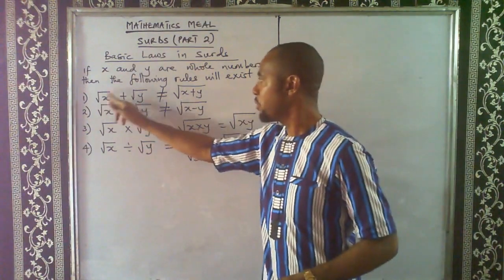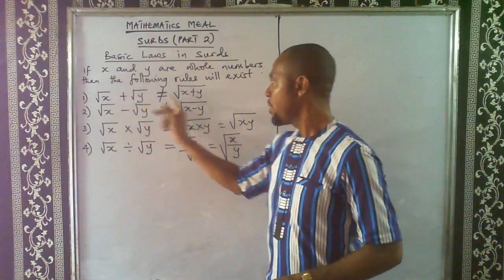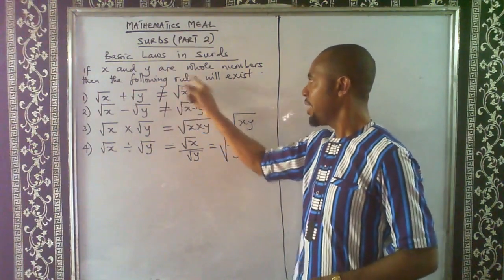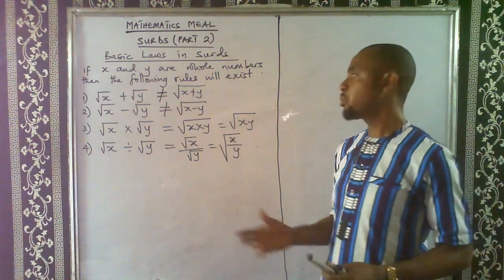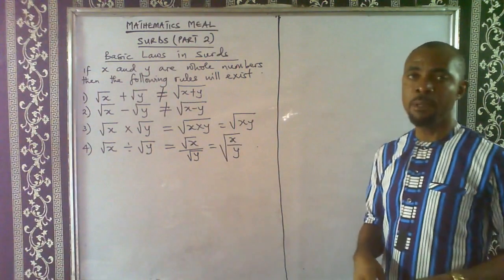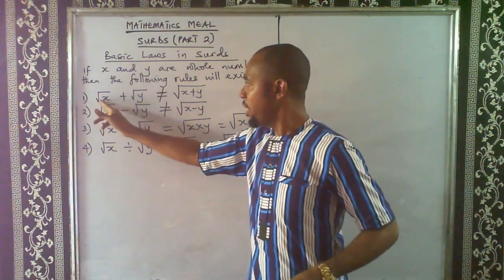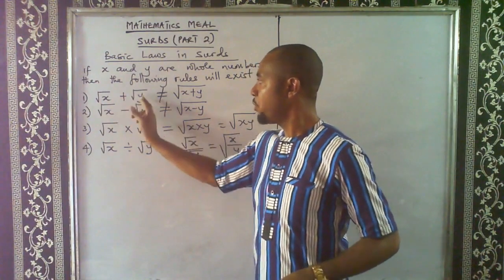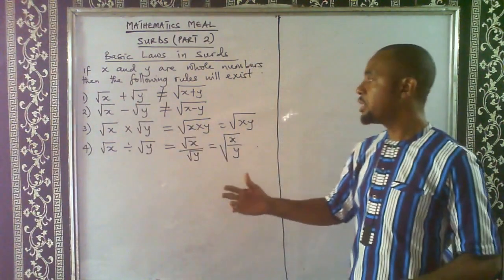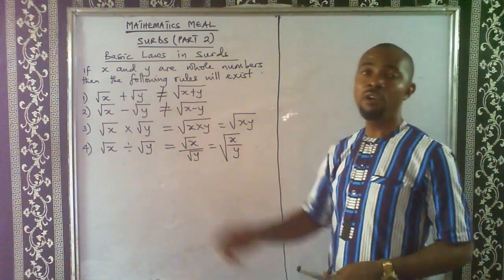Here, find the square root of x, find the square root of y, and add them. But this means add them and then find the square root of what? Find the square root of x plus y. So, if we find the square root of x and find the square root of y before adding, it will not give us the same result as adding them before finding the what?